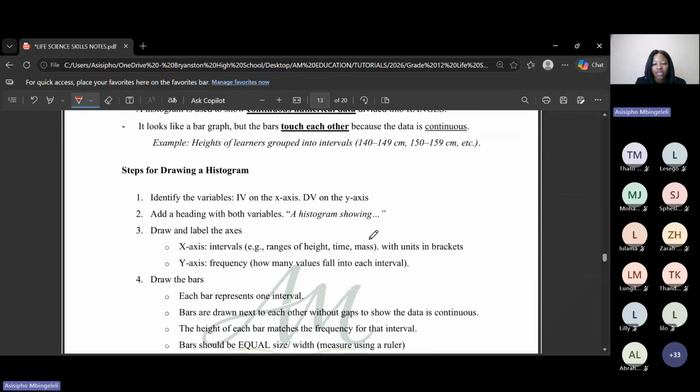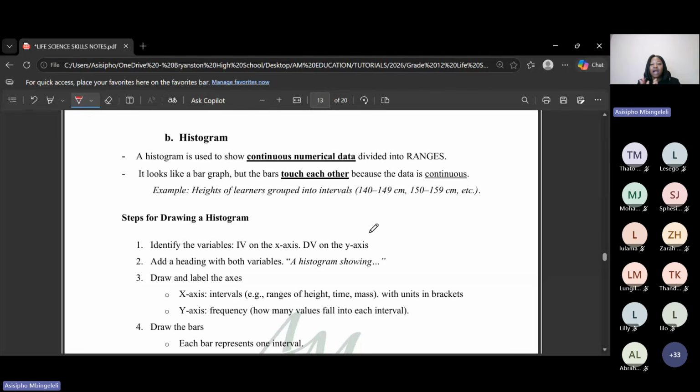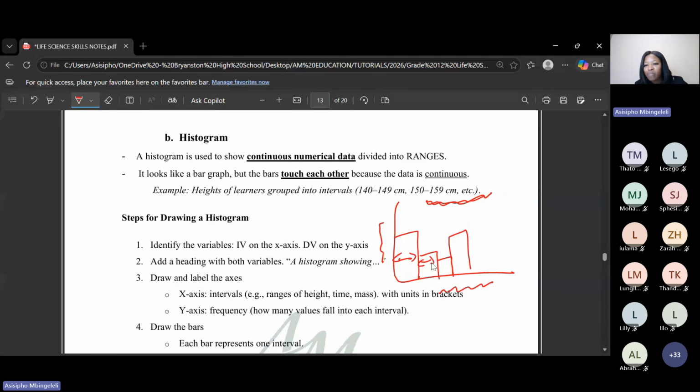Histogram. Everything I've said about a bar graph applies to a histogram. The only difference in a histogram is that the bars will touch each other. It will still have a heading. You still label. The only difference is that the bars touch each other, but the bar width will also need to be the same. We measure it, and then you'll have your scale, which you would have done properly also.